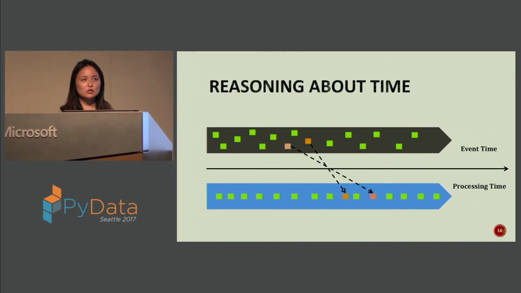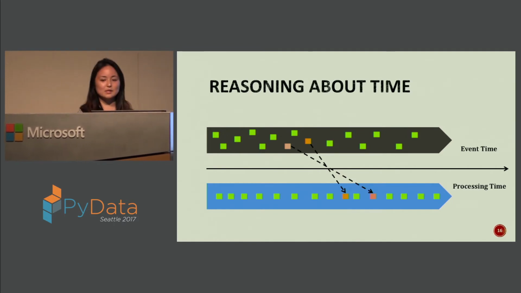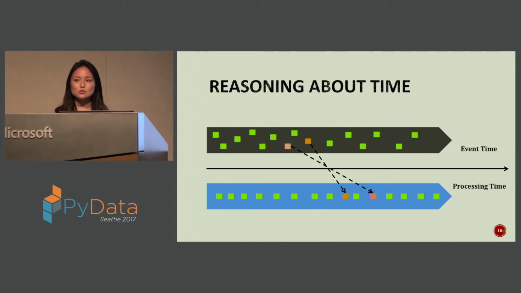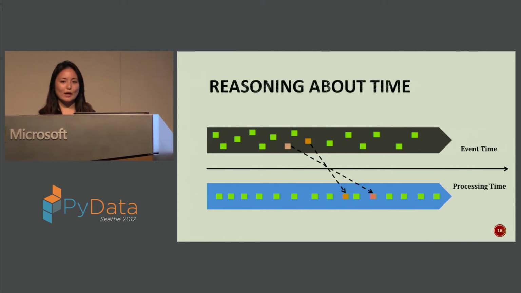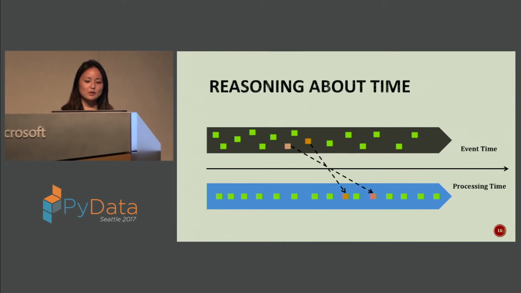There are two major concepts in a streaming pipeline. One is event time, one is processing time. Event time is basically when the event actually happens, whether a user clicked something on their mobile app or clicked a link on the website. That's when the event actually happens. Processing time is when the event arrives in your system and you actually process it. So we can see that sometimes an event that happens first may actually arrive in your system later.